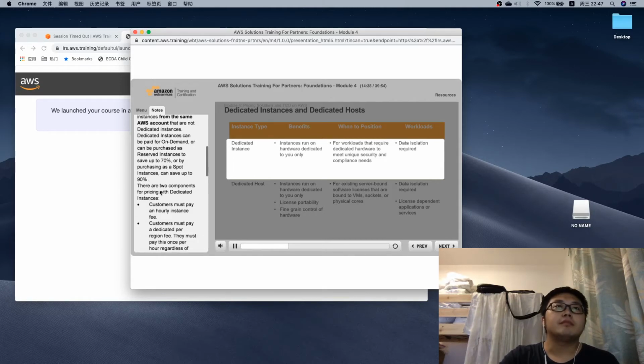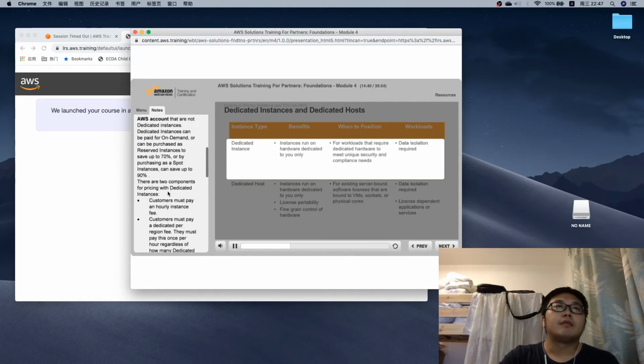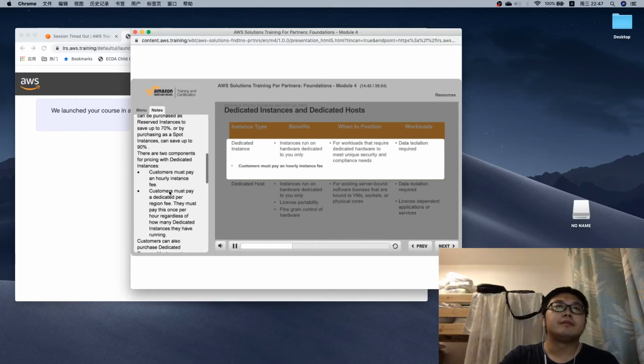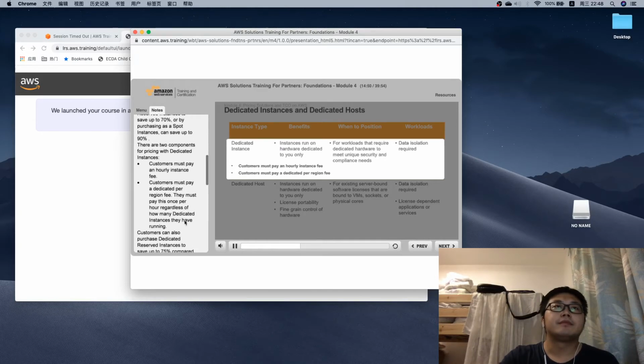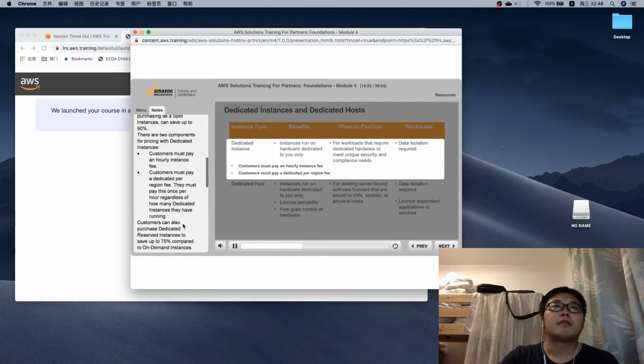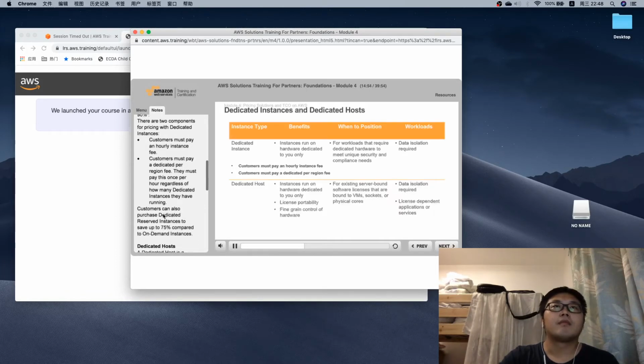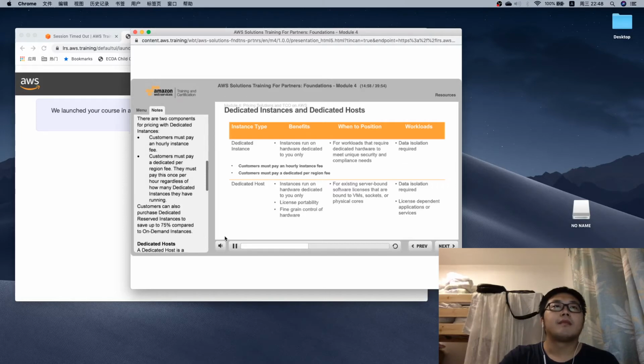There are two components for pricing with dedicated instances. Customers must pay an hourly instance fee. Customers must pay a dedicated per region fee. They must pay this once per hour, regardless of how many dedicated instances they have running. Customers can also purchase dedicated reserve instances to save up to 75% compared to on-demand instances.